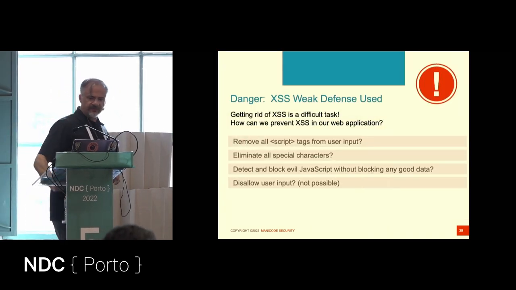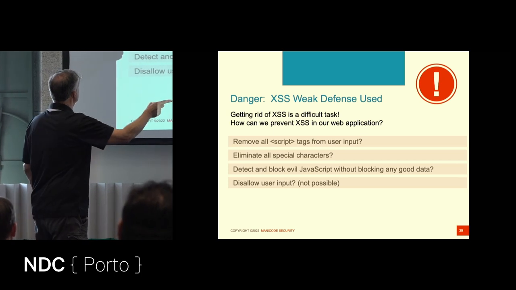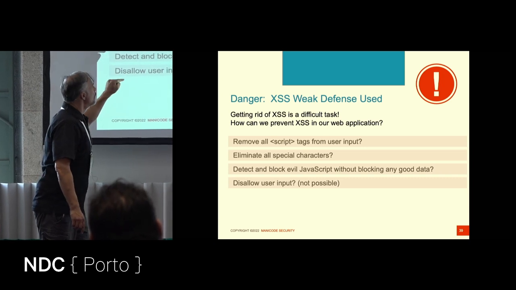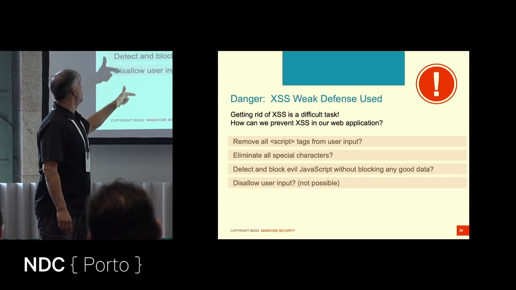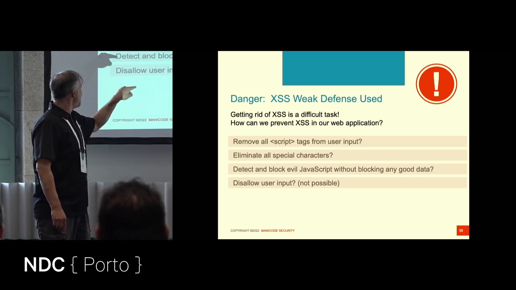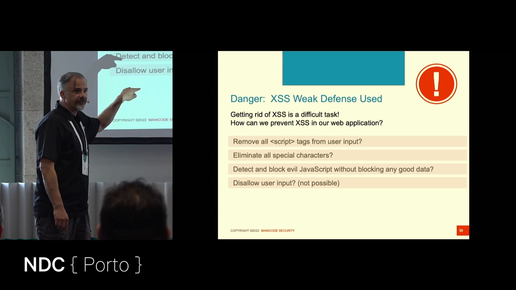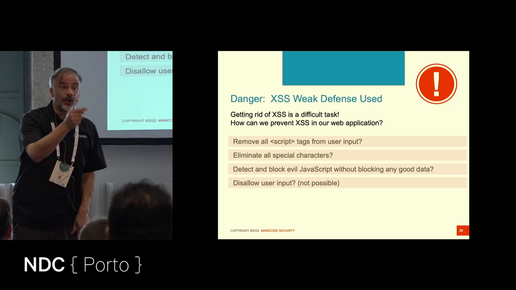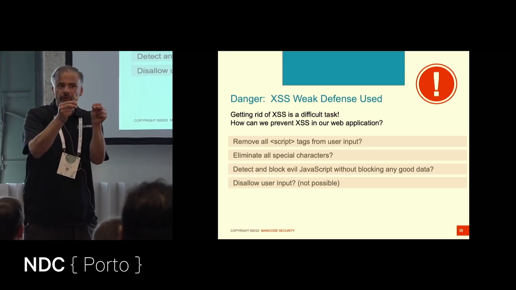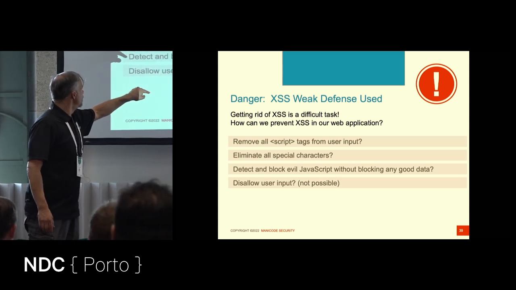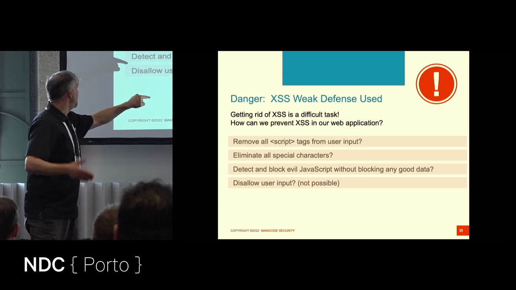So all of these different strategies, remove a script tag, eliminate special characters, trying to detect and block evil JavaScript without blocking good data, all these are bad strategies. Because this is almost impossible, first of all. The entire web application firewall industry, a multi-billion dollar industry, tries to do this and fails. Because if I tighten the blocking rules too much, I'm going to block complex, good content like JSON. And if I make the rules even a little bit too lax, I got XSS. There's no middle ground here. You're not going to pull this off, at least up to today's technology.